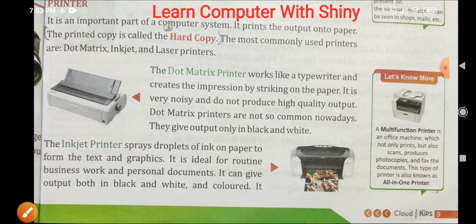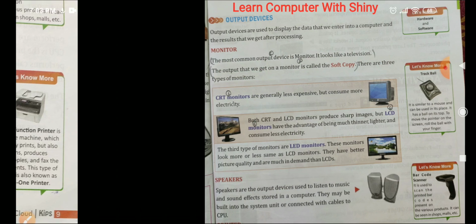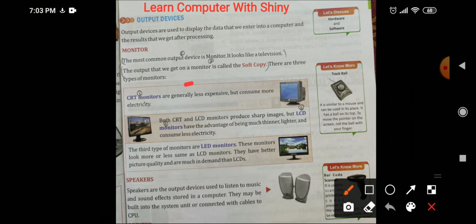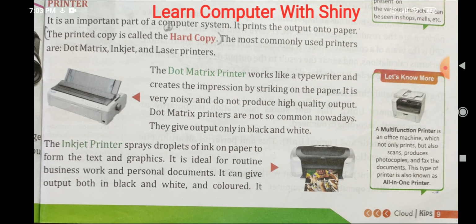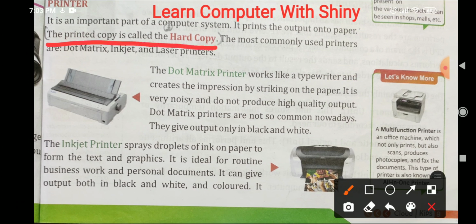Next is the printer. A printer gives us the final result or information on paper, right? By taking a printout, we can see the final result on paper. As we have read here, the output on the monitor is called soft copy, and the output that we see on paper is called hard copy, right? There are three types of printer: dot matrix, inkjet, and laser printer.